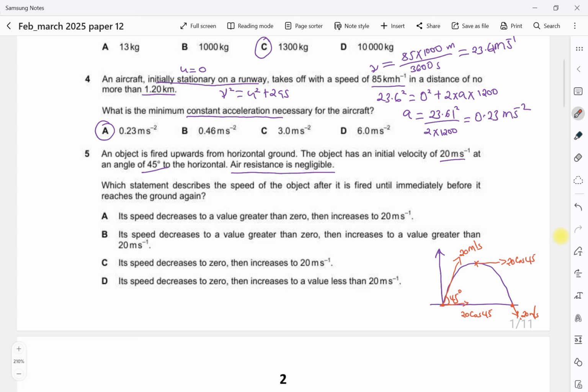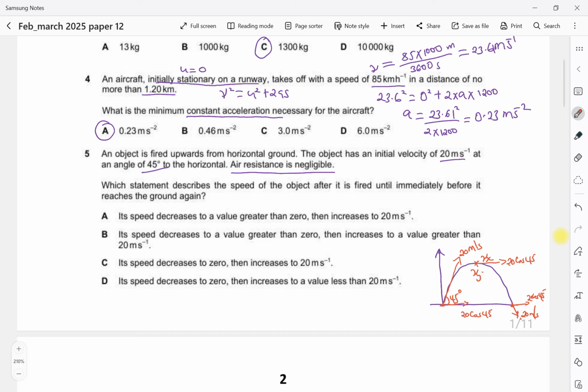Even when it lands, the component in the horizontal remains 20 cos 45 because the horizontal velocity does not change. But in the vertical, because the acceleration acts vertically downwards, in the horizontal it remains the same because there is no acceleration in the horizontal. But in the vertical, the acceleration is 9.81 meters per second squared. So the velocity decreases to 0 in the vertical plane. So in the horizontal, it remains that one.